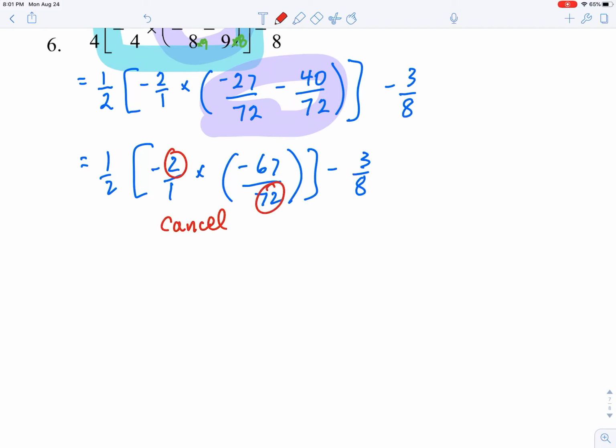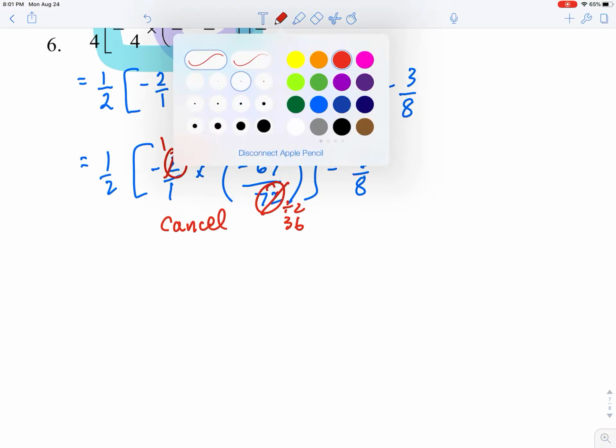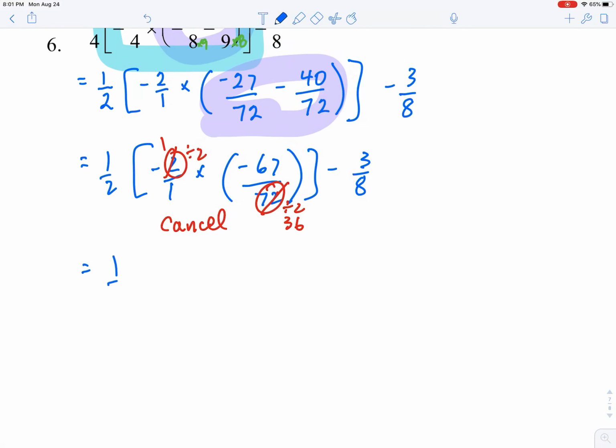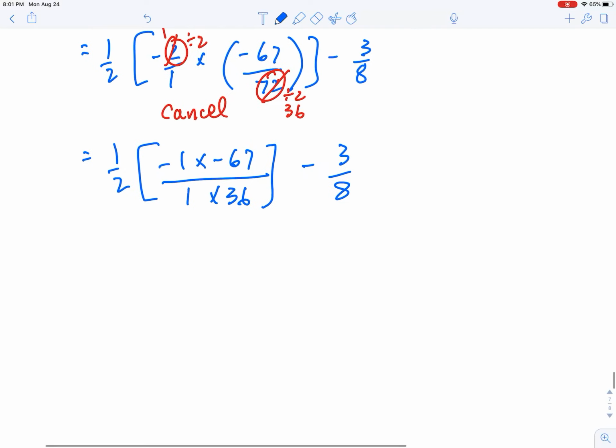I have a 2 and a 72. So I'm going to divide by 2, get 1. Divide by 2, get 36. So out front, my 1/2. In the square bracket, up top, I've got minus 1 times minus 67. And down low, I've got 1 times 36. You don't have to write that step. I'm just writing it so I keep track.